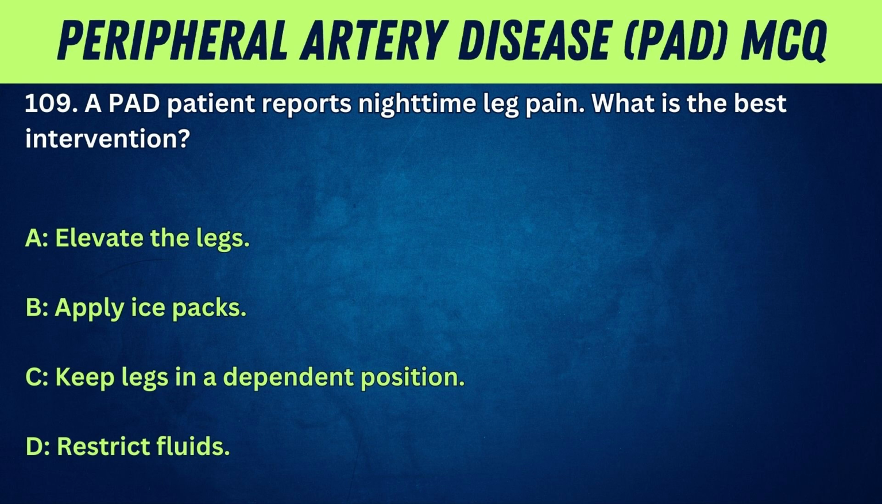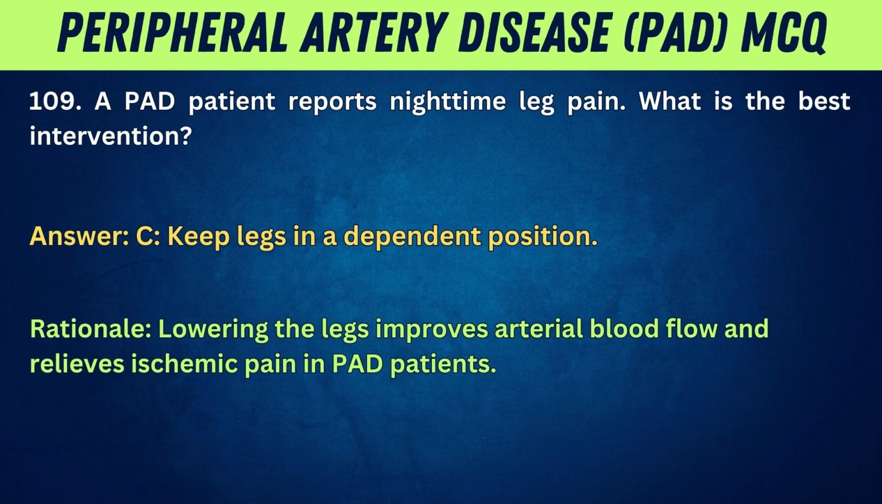109. A PAD patient reports nighttime leg pain. What is the best intervention? A. Elevate the legs. B. Apply ice packs. C. Keep legs in a dependent position. D. Restrict fluids. Answer: C. Keep legs in a dependent position. Rationale: lowering the legs improves arterial blood flow and relieves ischemic pain in PAD patients.